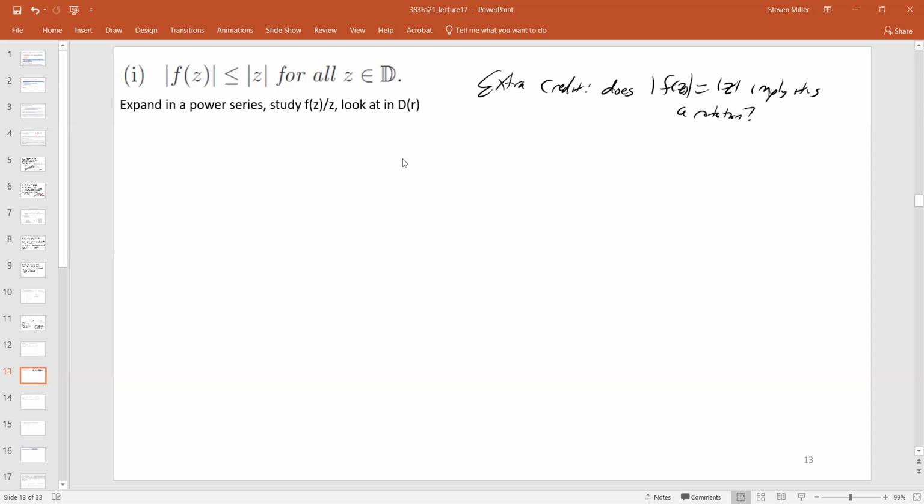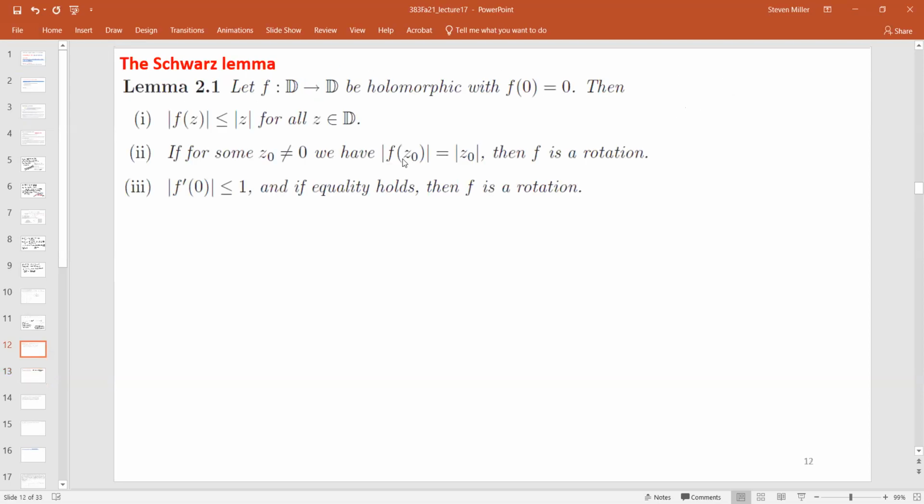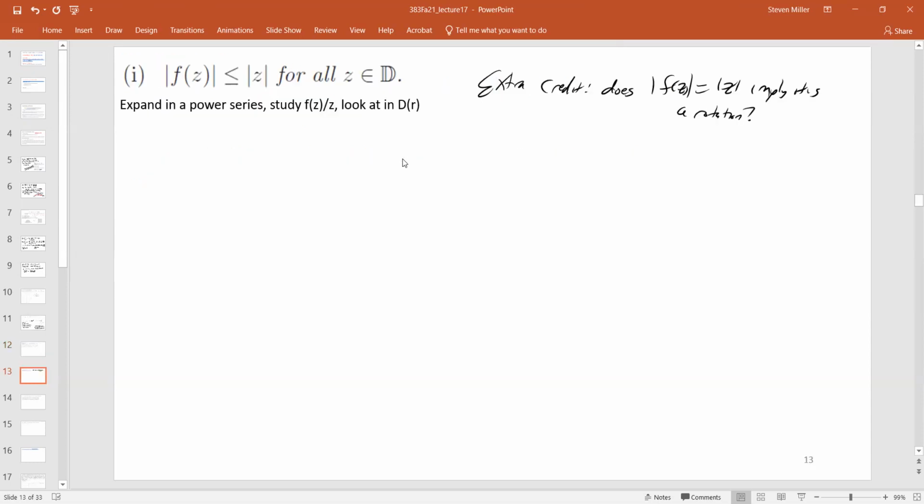So we want to show that the absolute value of f of z is always less than or equal to the absolute value of z for any z in the disk. Okay. Oh, whoops. Sorry. Yes, you're right. I was showing you just one special spot, but you're absolutely correct. You all get extra credit.